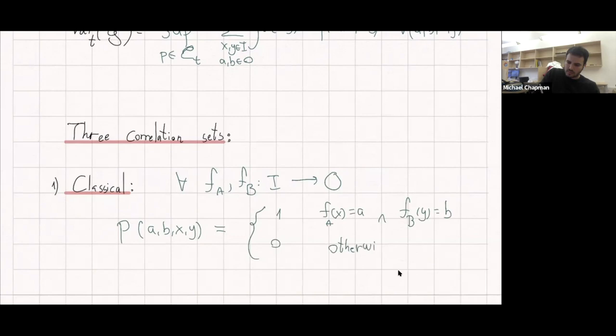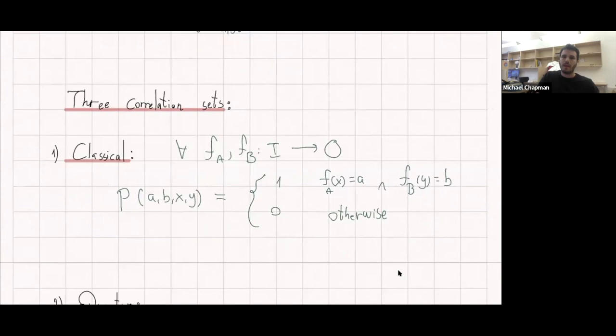So how is this related to actual players playing the game? This is exactly saying that we don't play any funny things. For any specific question that Alice is asked, she always gives the same answer. And for any question Bob is asked, he always gives the same answer, and they are physically separated, so their answer is not dependent on the question of the other player. This is what they can do if, for any question, they just predetermine what answer they will give. So these are the deterministic correlations, and the classical correlations are just the convex hull of the deterministic ones.